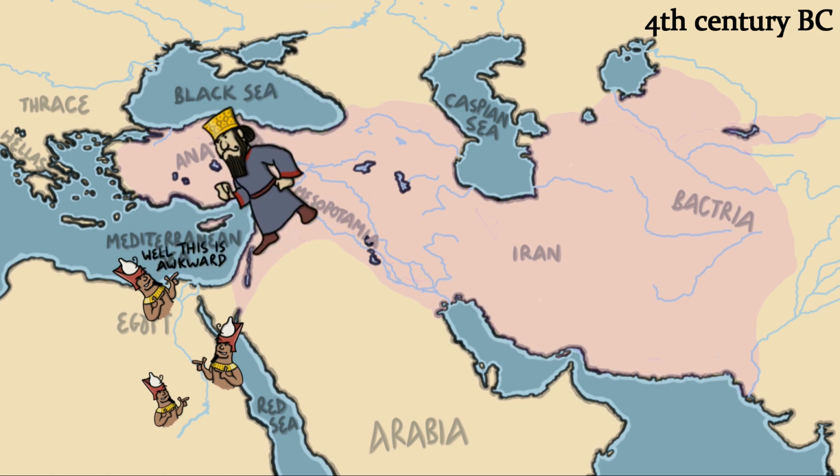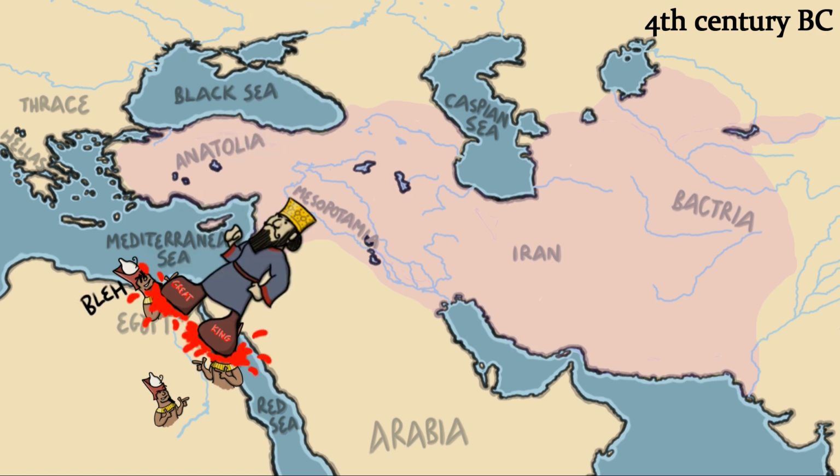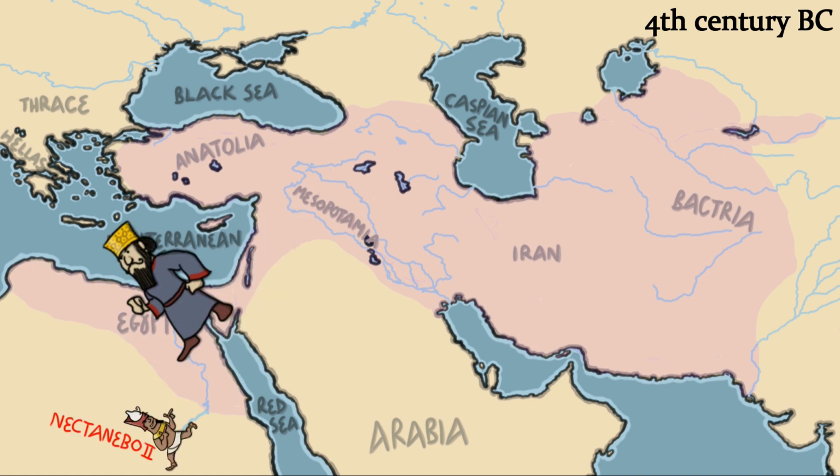Egyptian support of the Sidonians prompts renewed efforts to retake Egypt, which since 398 BC had been ruled by a series of native pharaohs, though none of them ruled a unified Egypt. Artaxerxes fully retakes Egypt in 342 BC, deposing Pharaoh Nectanebo II, the last native pharaoh of Egypt.